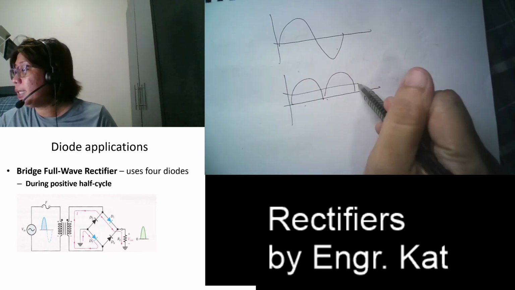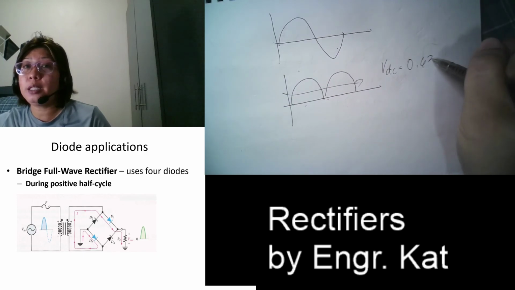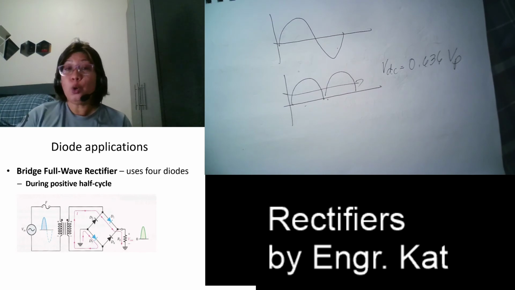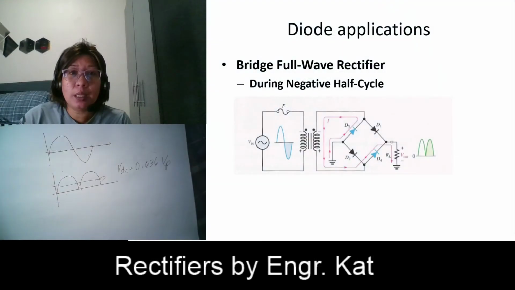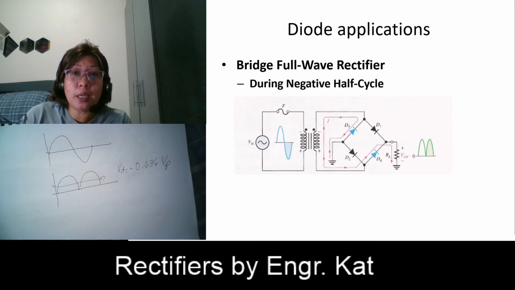Okay? And the DC produced here is equivalent to 0.636 of your peak voltage. So what is the implication if we're going to make use of this? So this is the explanation. During the positive, D1 and D2 are the ones which are forward biased, so the current will flow across them. And during the negative half cycle, D3 and D4 are the ones which are forward biased, so the current will be passing across them.